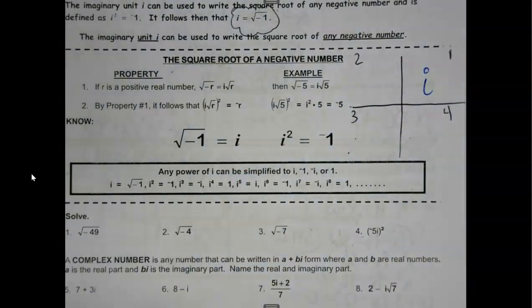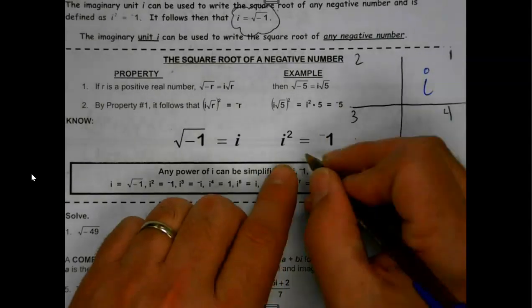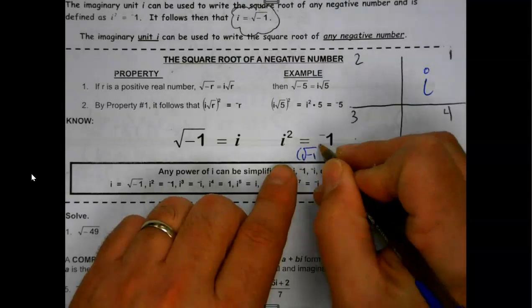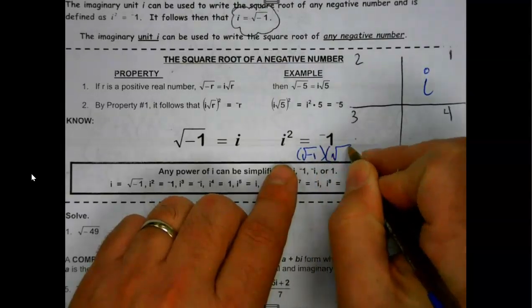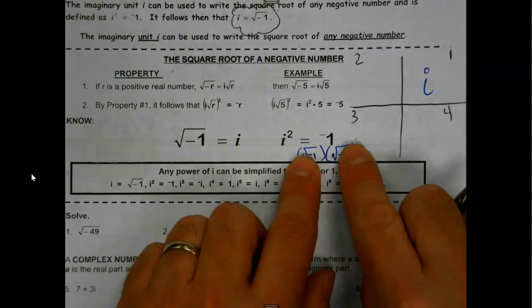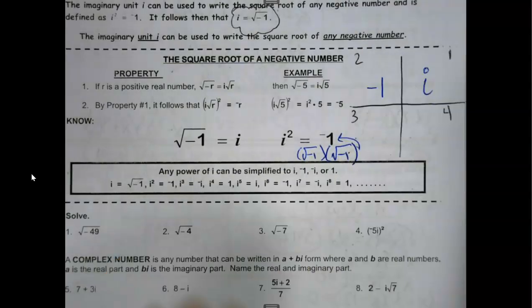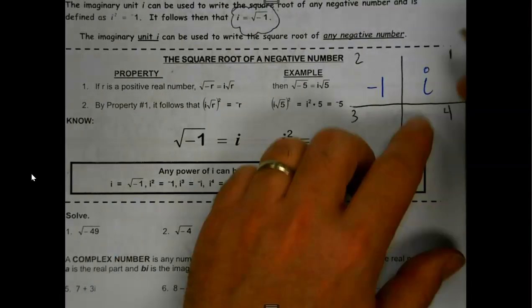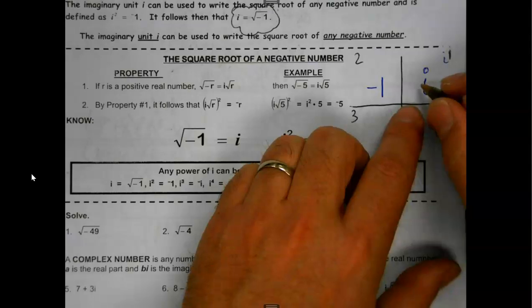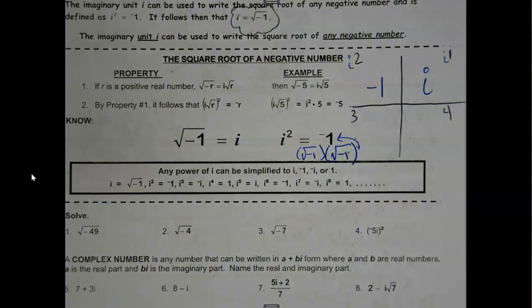So if we have i to the first power, it's just i. If you square i, so let's think about that for a minute. That'd be the square root of -1 times the square root of -1. The square roots would just cancel and leave us with -1. So i to the first power is just i. i to the second power is -1.